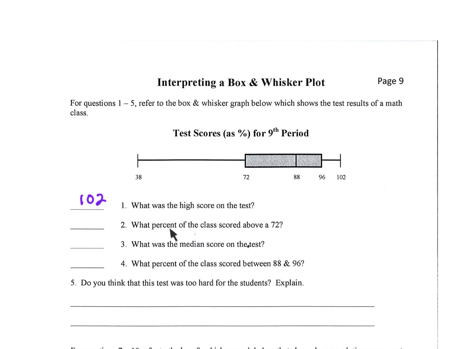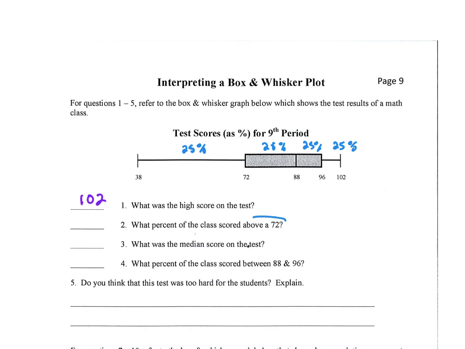Question 2, what percent of the class scored above a 72? So if you recall from yesterday's lesson, each part of this is 25%. So this represents 25% of the data. This is another 25% of the data. This section is 25% of the data, as well as this. So we're looking at 25% here, 25% here, 25% here, and 25% here.